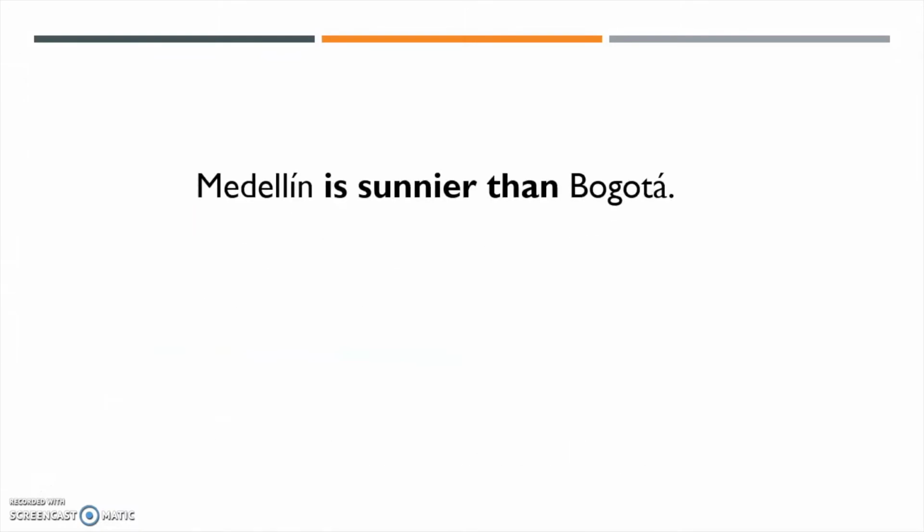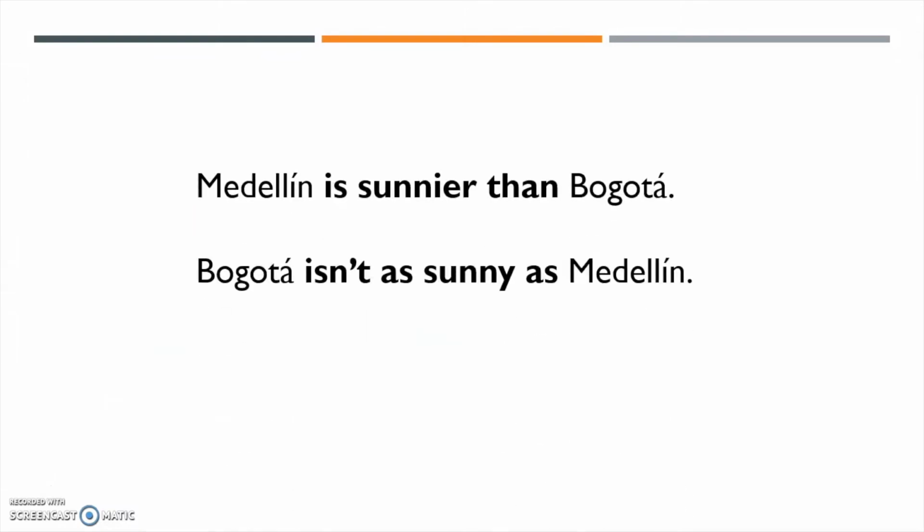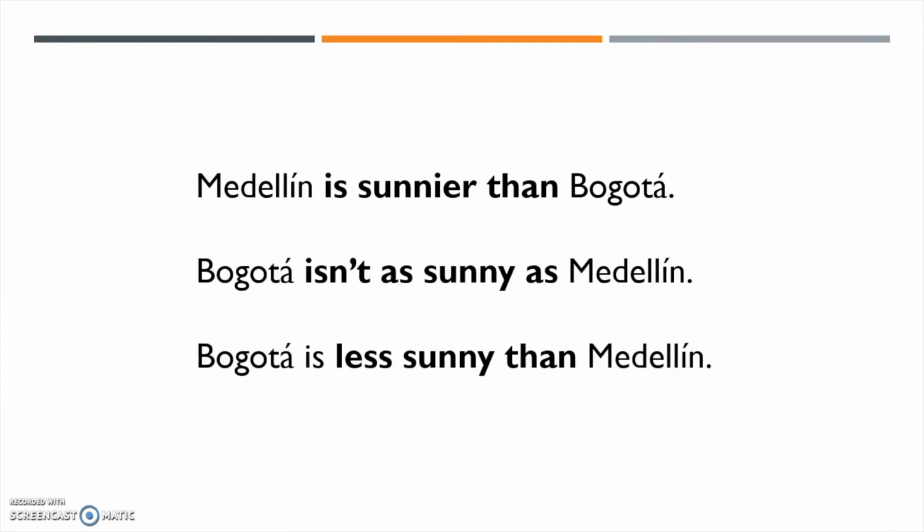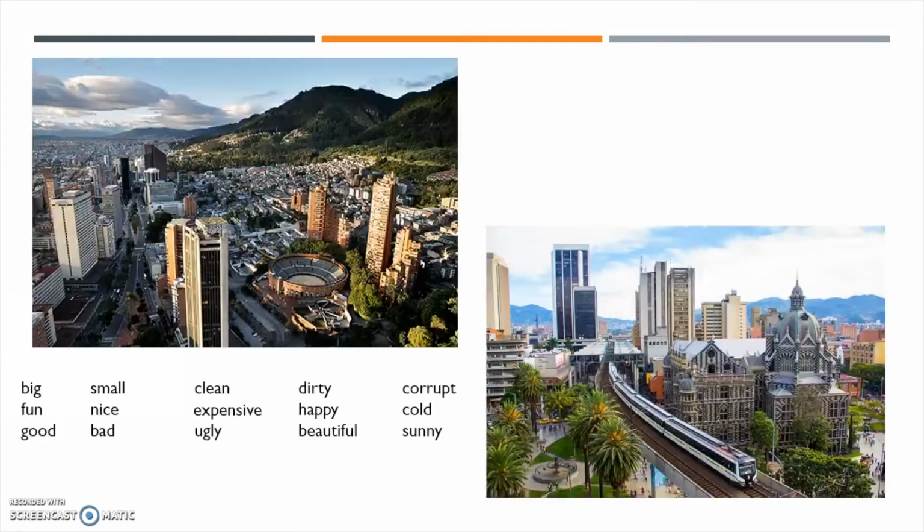Here are some possible answers. Medellin is sunnier than Bogota. Bogota isn't as sunny as Medellin. Bogota is less sunny than Medellin. Let's try one more time, this time with expensive. So pause your video and write a sentence.